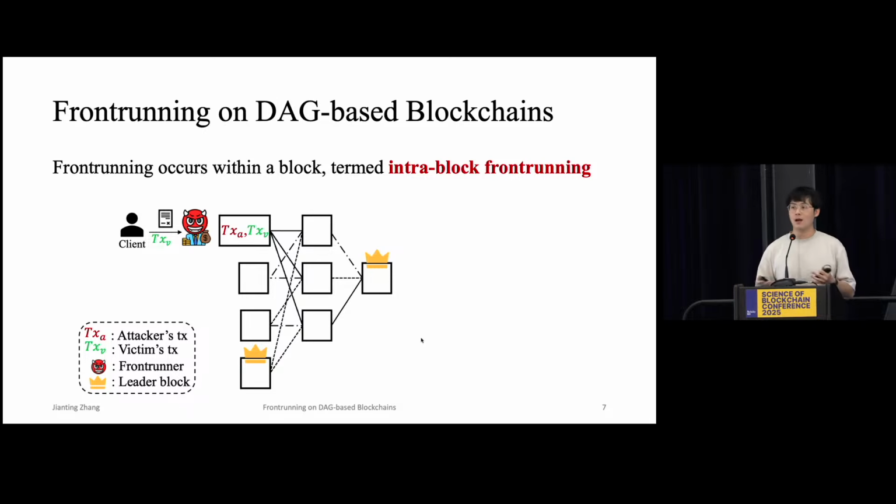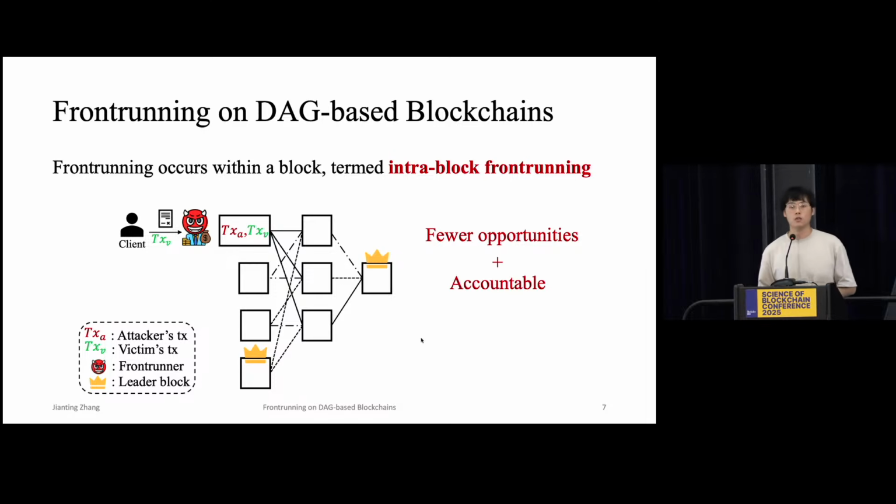However, we find that there are several limitations to this kind of front-running. The first one is that the malicious replicas will have fewer opportunities to launch intra-block front-running. Specifically, in DAG-based blockchains, to avoid the same transaction being packaged into multiple blocks, clients usually send their transactions to one designated replica. So if the malicious replica is not designated to package the transaction, there is no way to launch intra-block front-running.